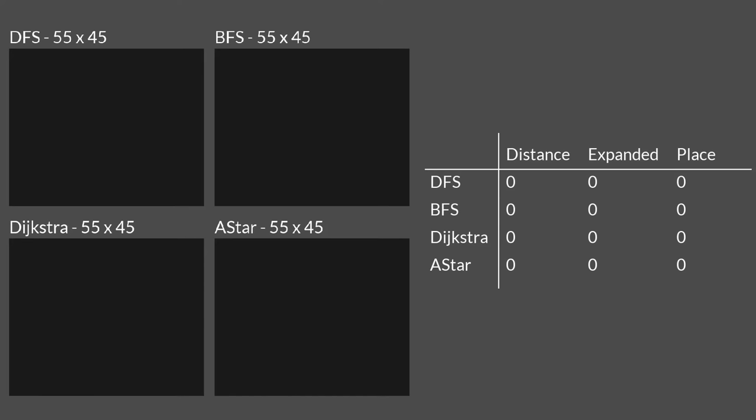let's simulate them. So in the simulation, we'll be pitting DFS, BFS, Dijkstra, and A* in a head-to-head match. So we'll have the same randomly generated maze for each of the 4 algorithms to run on, and we'll be calculating the distance, nodes expanded, and place that they came in. So we'll be running the simulation 20 times to see who on average gives the best performance.